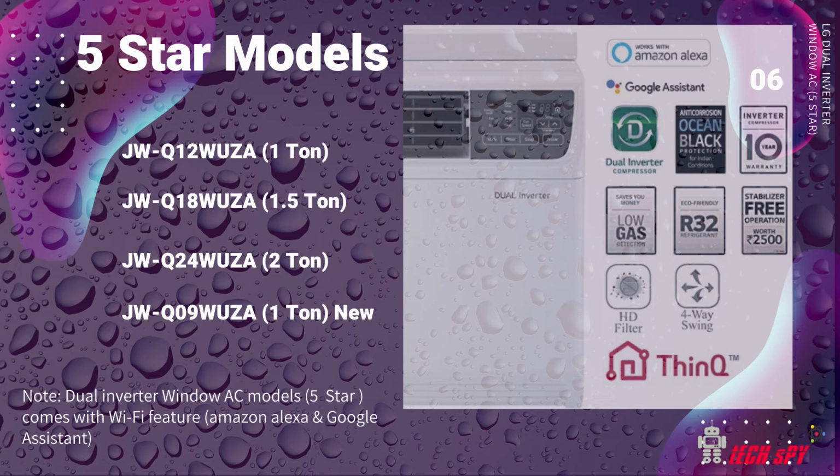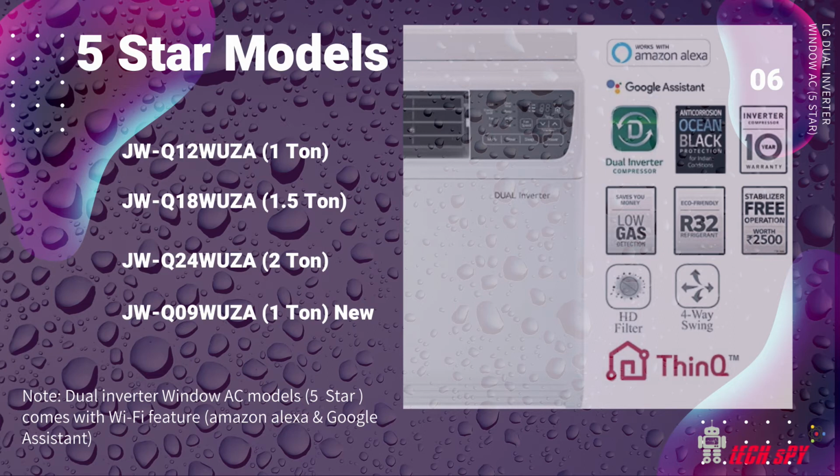There is one more new model launched in the market right now, that is 1-ton capacity. It is sufficient for a 100 square feet room size. Model number is JWQ09WUZA. So friends, these are the 4 variants which come under the LG Dual Inverter Window AC 5-star model.